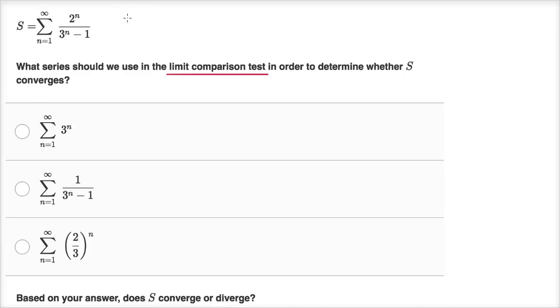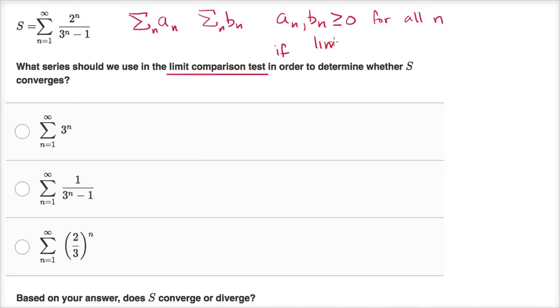If we have two series, A sub n and B sub n, and we know that A sub n and B sub n are greater than or equal to 0 for all n, then if the limit as n approaches infinity of A sub n over B sub n is equal to some positive constant, so 0 is less than that constant is less than infinity, then either both converge or both diverge.